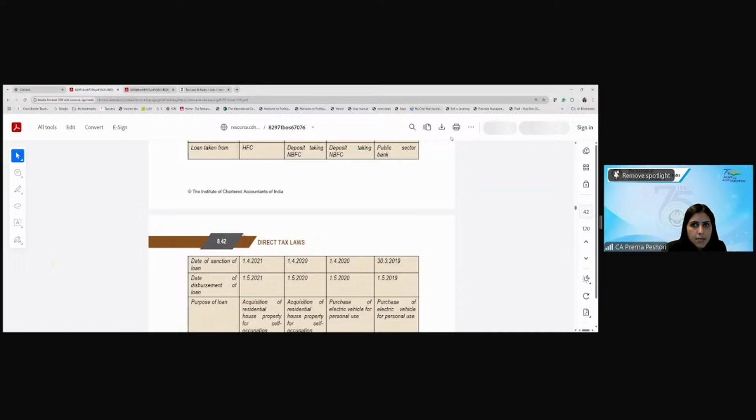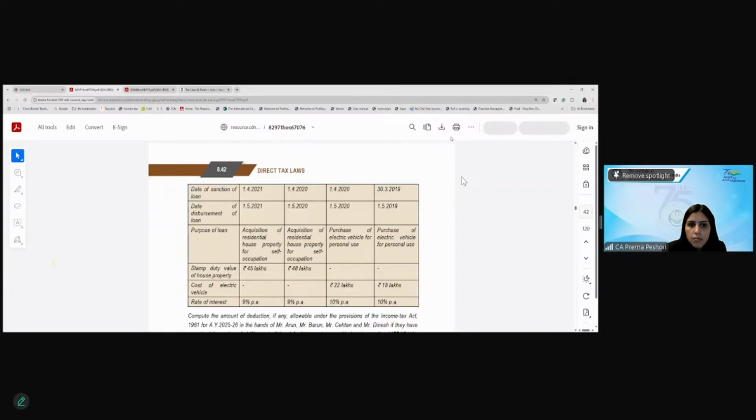Can I show the SDB? Yes, I can show the SDB. So 43 lakh is the amount of loan which is taken, right? My SDB, which is less than 45 lakh, right? So I can avail the 80EE, right?